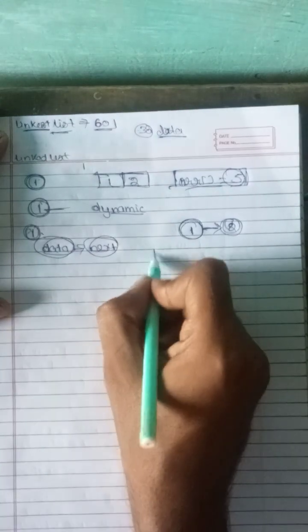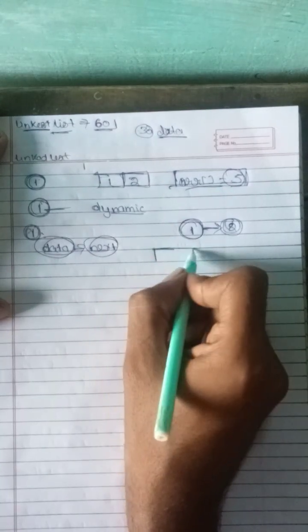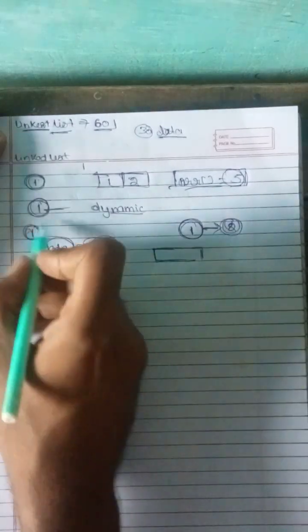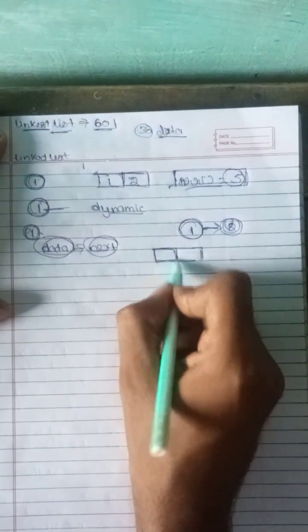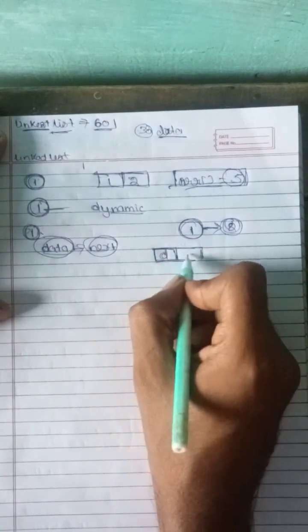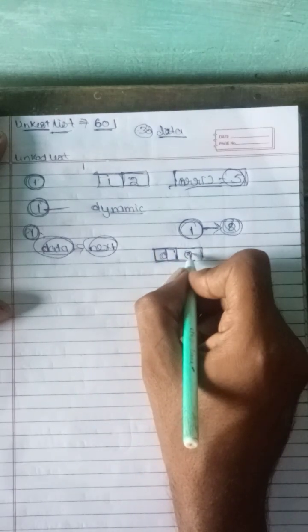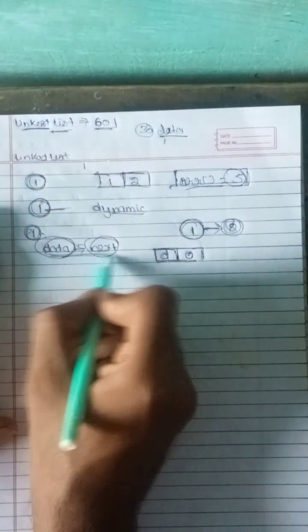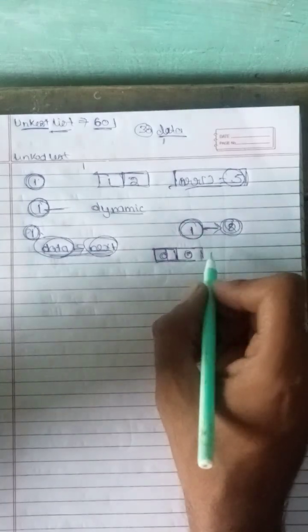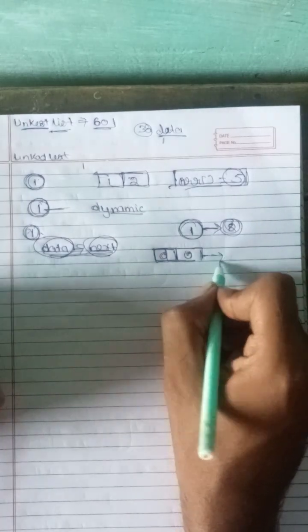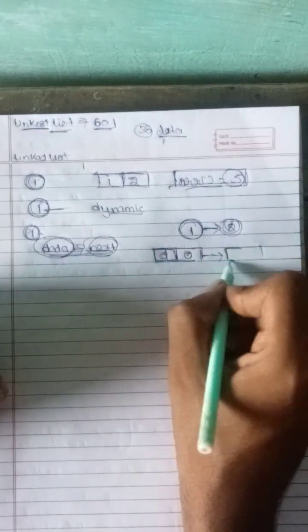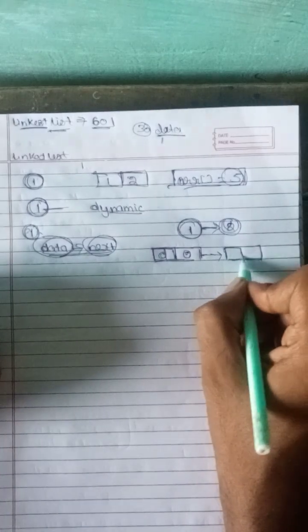Every node has two things. Imagine this is a node: it contains the data and the next pointer, the reference to the next node. If we want to traverse, we have to access the next element. But why do we need access to the next element?